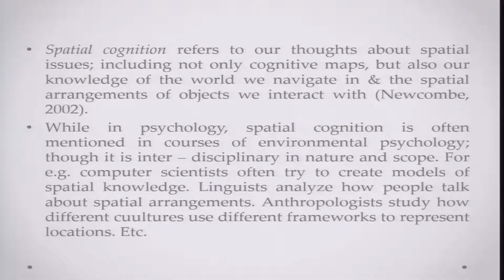Anthropologists study how different cultures use different frameworks to represent locations. Say, for example, Chinese like to talk about space in a more vertical sense, as compared to Indians, we talk about space in a left to right kind of sense. Those kinds of cultural understandings of spatial cognition, or space around us, are also there. You will find something about spatial cognition in almost any field of interest that you want to explore.